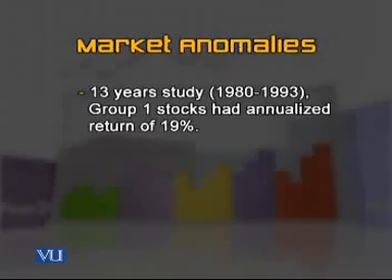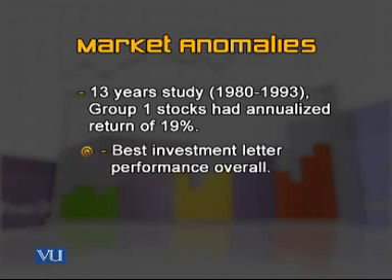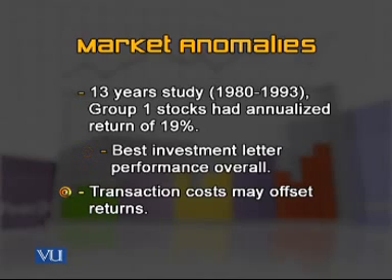In a 13-year study, Group 1 stocks had annualized returns of over 19%. The best stocks had 19%, which is phenomenal. Best investment performance was given, and even transaction costs were offset by the returns. Or sometimes transaction costs may offset all the profits that you've made, because sometimes you really get carried away doing all the active strategy transactions and let the broker get all the profits through the commissions.